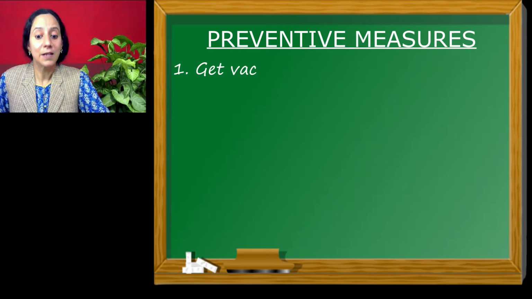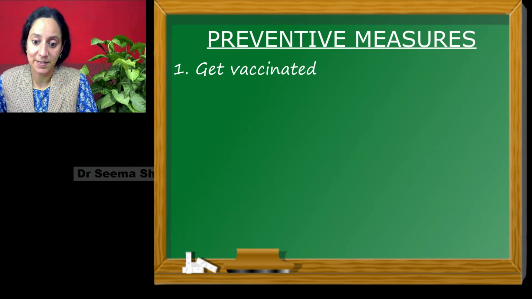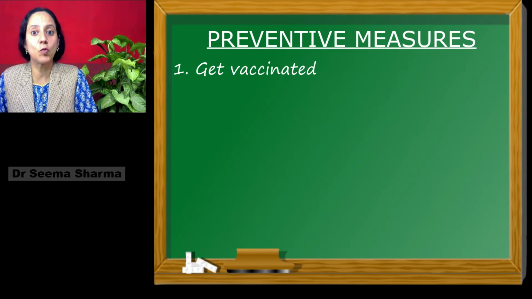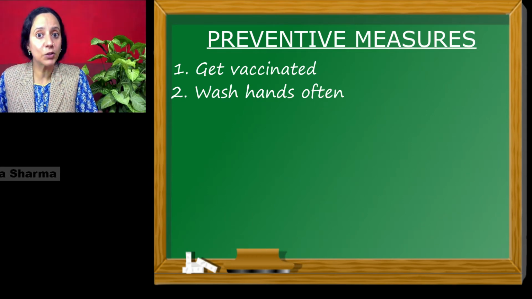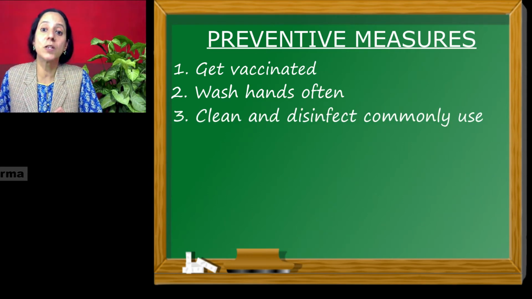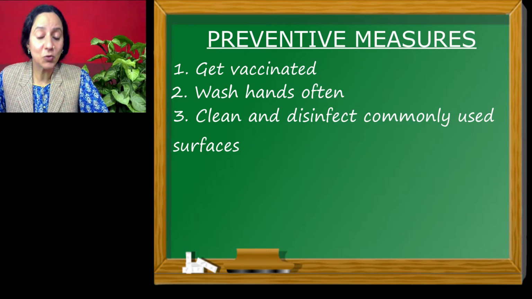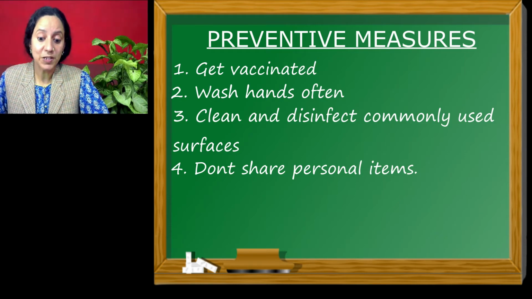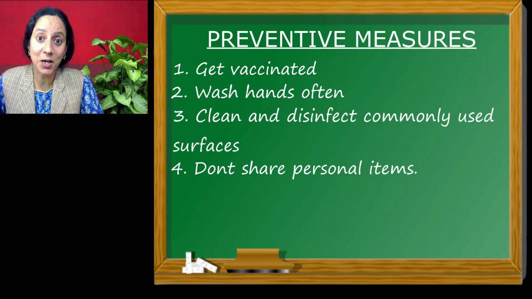Like get vaccinated. Vaccines are preparing our body to fight against deadly diseases. So we have to go for complete vaccination. We have to wash our hands often, which is also one of the preventive measures. Fourth, clean and disinfect commonly used surfaces. The place where you sit should be clean. The place where we cook our food should be clean. Don't share personal items. These personal items are also responsible for diseases which spread through direct contact.